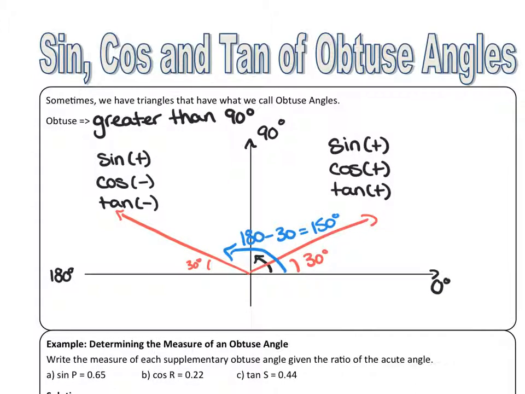Now what's going to happen is they're going to have the same sine values. They'll have the same cos values, but in this quadrant it's positive and on this one it's negative. And the same thing happens with tan. It's positive if it's between 0 and 90, but it becomes negative between 90 and 180. So we're going to use this information to help us find the measure of obtuse angles if we know what the ratios are. So let's move down and we'll do the example.